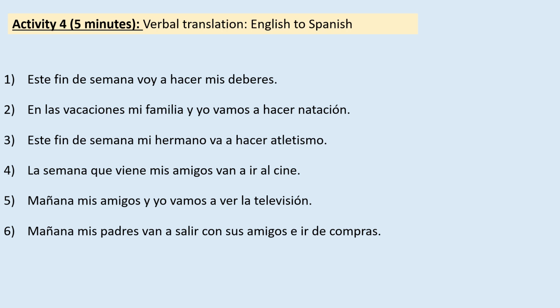Okay, moving on to the next activity. We're going to continue with verbal translation. However, we're going to make it a bit more tricky this time. We're going to do English to Spanish. So I'm going to say the phrase in English, and then you are going to say the correct translation of that phrase in Spanish. You'll see the phrases are written in front of you on the screen.